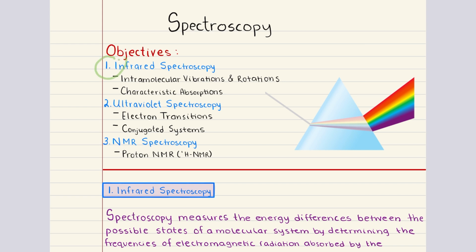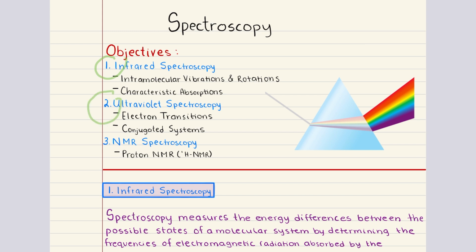We're going to begin with infrared spectroscopy. This focuses on how molecules absorb infrared light to undergo bond vibrations such as stretching and bending. These vibrations give rise to characteristic absorption patterns that are going to help us identify specific functional groups.